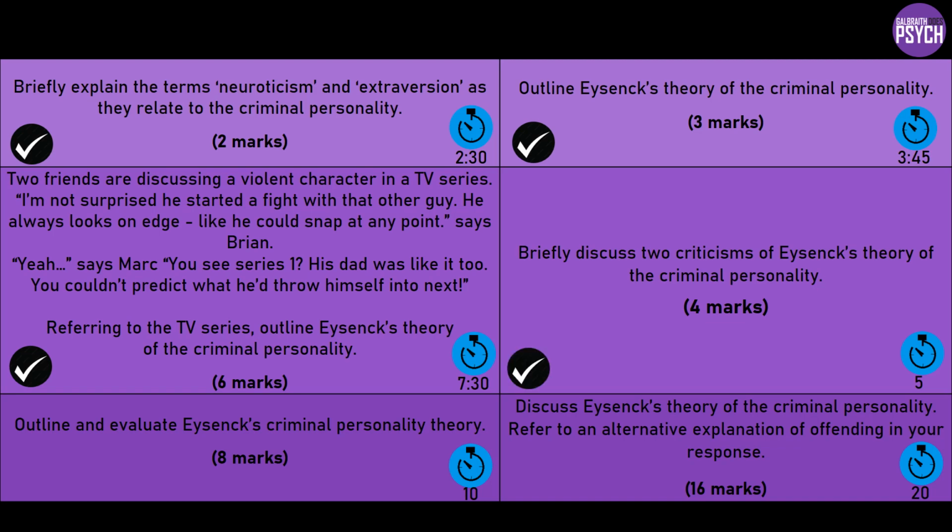Right, now we've got an 8 marker. Fairly straightforward in terms of probably looking like a 4+4. So we want to outline the theory. I've already done that a couple of times. So a general statement about these kind of traits. You're going to explain the 3 traits and their link to offending. That's fine.